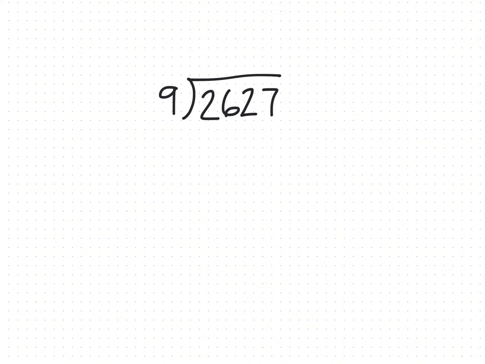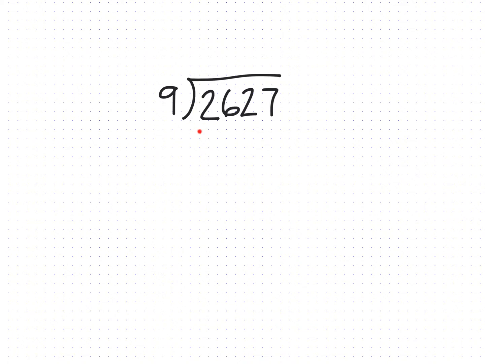So now we're going to do the same thing with a different problem. I'm going to try and hand over a little bit more of the ownership to you, though, so you need to be paying attention. All right. So we have 2,627 divided by 9. So the first step, of course, is we need to try and divide.